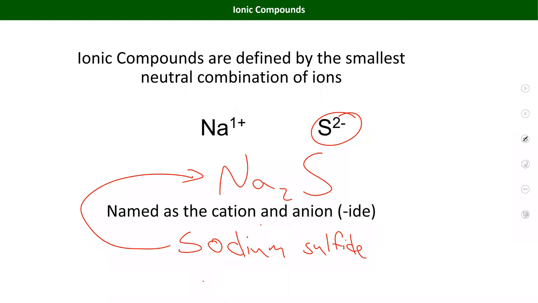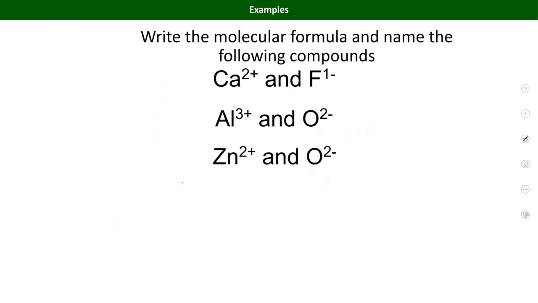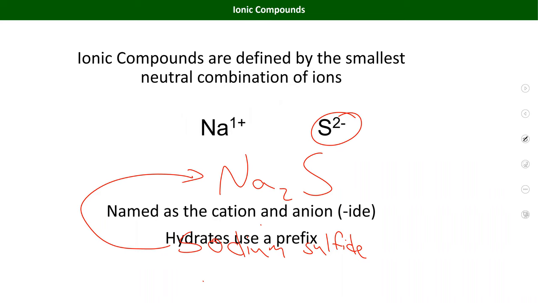All right, and so it's the same process for every ionic compound. When you're naming it, just say the name of the cation, say the name of the anion. We're going to skip hydrates, we'll talk about them in a couple weeks. We won't mess with hydrates for right now.